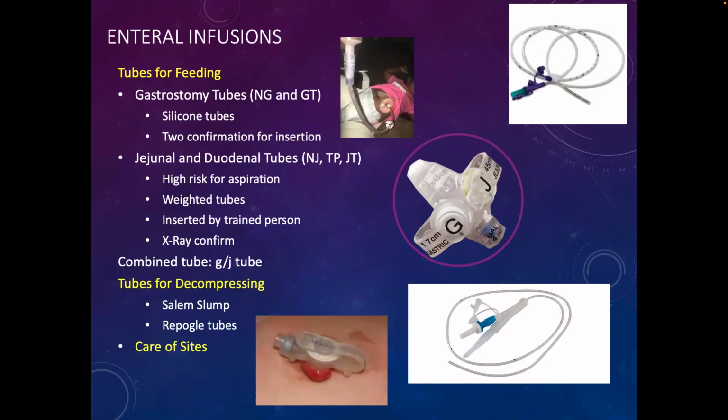For decompressing, there are usually two tubes that are very common. I know that there are other ones out there, and we'll talk about another one at the end of the semester. But this one is a Salem sump or Replogle. You used the Replogle when you were in lab for foundations. These are basically to constantly or intermittently decompress.